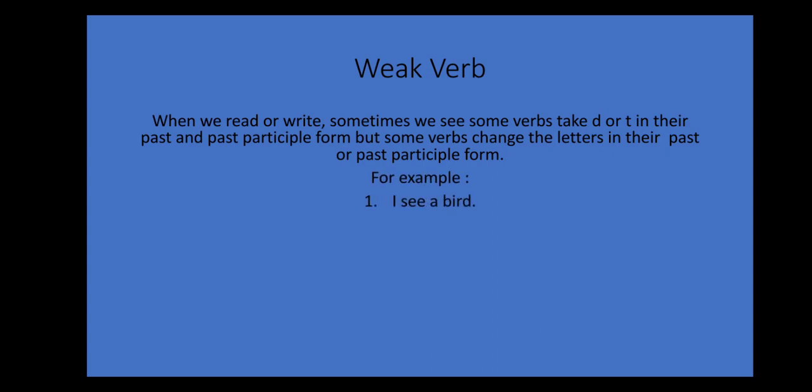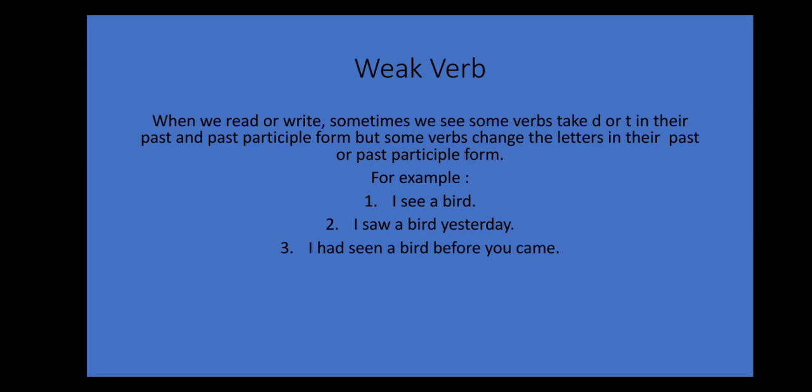I see a bird. This is my present action. When I want to express about my past action, I have to use the past form of the verb. I saw a bird yesterday. So, this is my past action. And saw is the past form of the verb see. Students, do you notice any differences? Yes. Saw spelling is different from see. And pronunciation is also different.